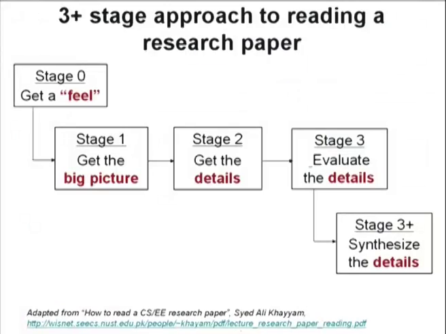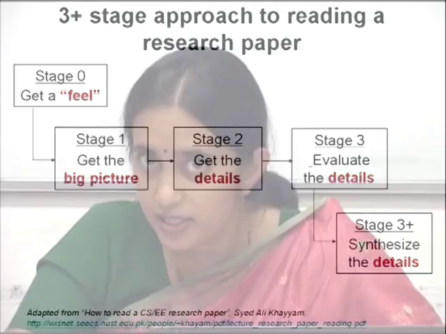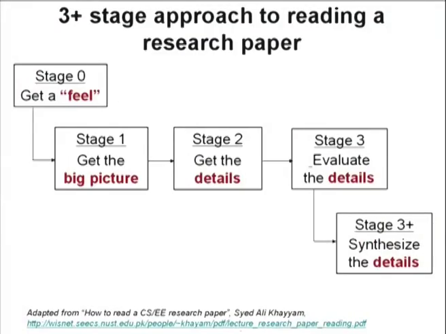Then the first important stage is to get the big picture. Then one gets the details from the paper, one evaluates the details, and to get a good idea of the paper, one has to at least go through stage 3. And if you are a research student or a researcher who's using the paper for your current work, you often have to go to stage 3+, where you have to synthesize the details.